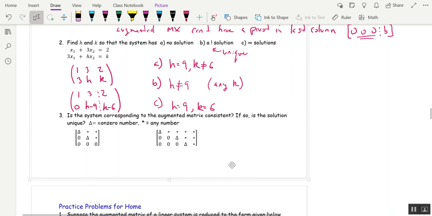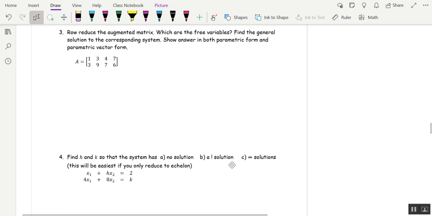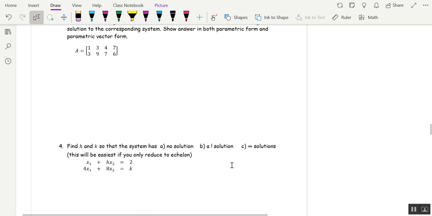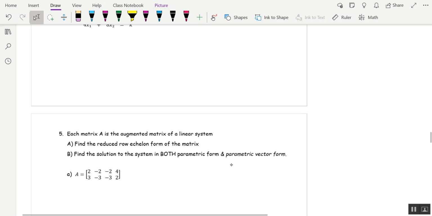All right, last one I'm going to do alone, and then you've got some practice problems for home, and there's a lot of them, but it's really important that you do them because it's really going to test your understanding. You're going to do a problem just like we did here, and then also this parametric form and parametric vector form, you need to be able to do that.